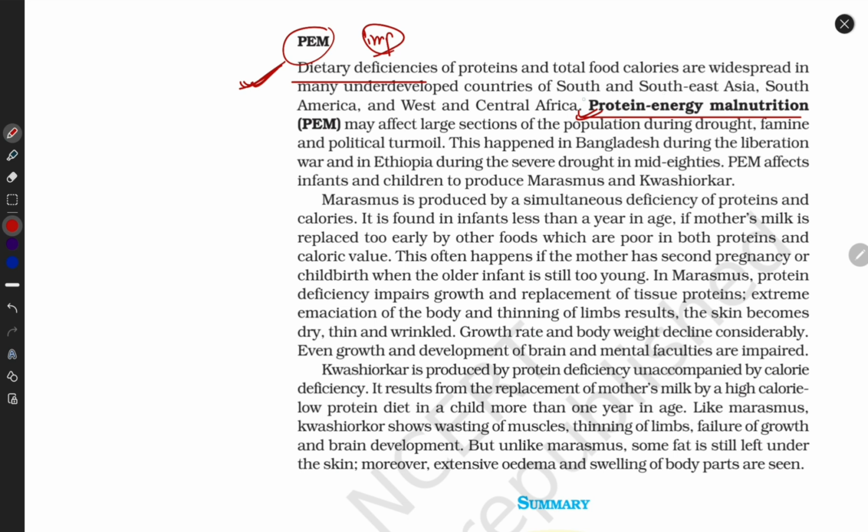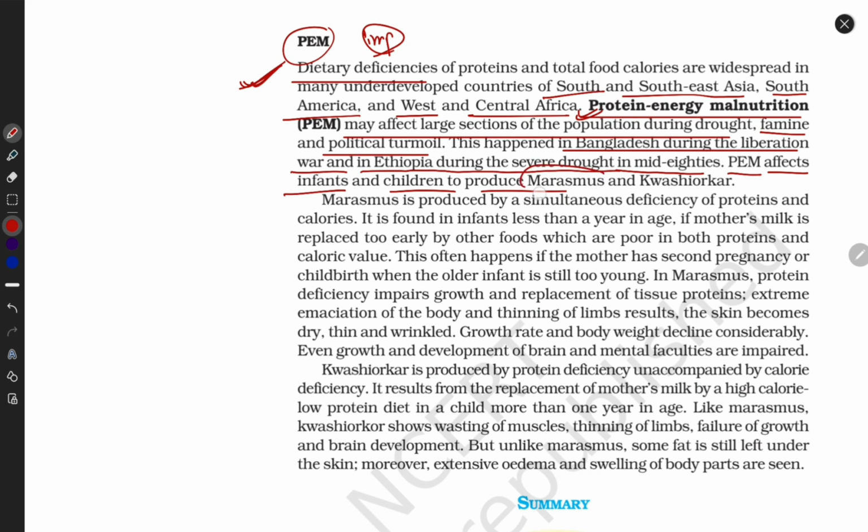This is most commonly found in Southeast Asia, South America, West and Central Africa. It may affect a large section of the population during drought, famine, political turmoil. This happened in Bangladesh during the liberation war and in Ethiopia during the drought in the mid-80s. PEM affects infants and children, producing marasmus. This is one disease, and kwashiorkor is the second disease.